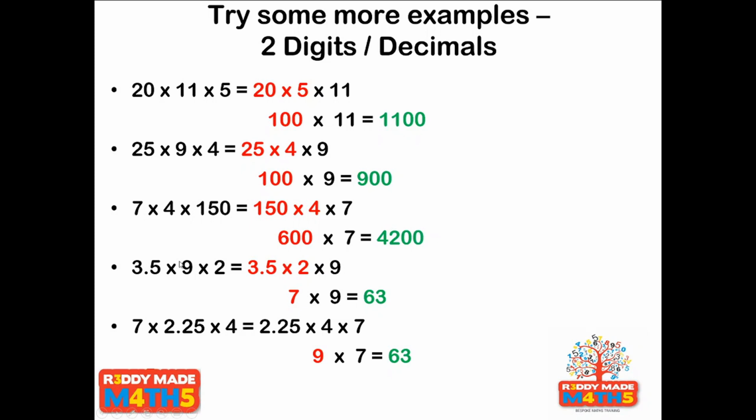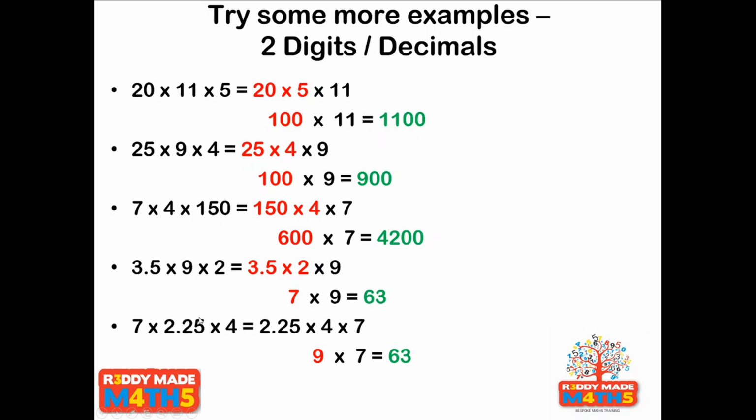This is where a lot of children would look at this and go, wow, that's really hard. 3.5 times 9 times 2. Not if you start with 3.5 times 2. Double 3.5 is 7, and 7 9s are 63. Something that looks so complicated can be done so much easier. Certainly easier than 9 times 2 times 3.5, or even harder, 3.5 times 9 times 2.